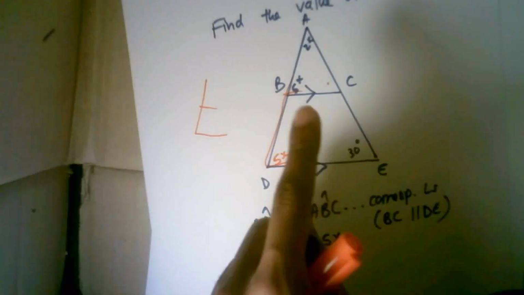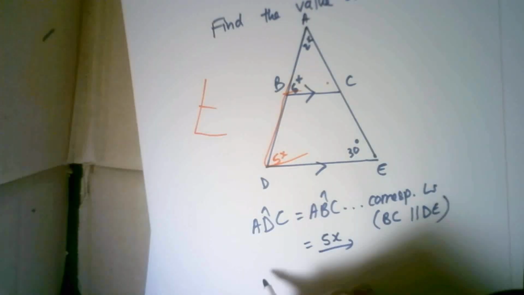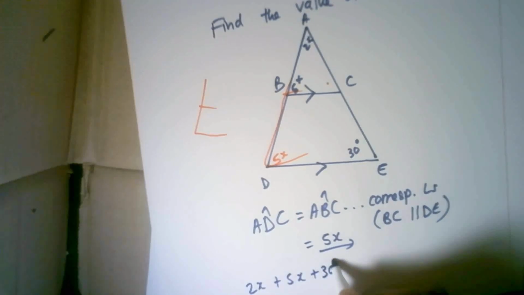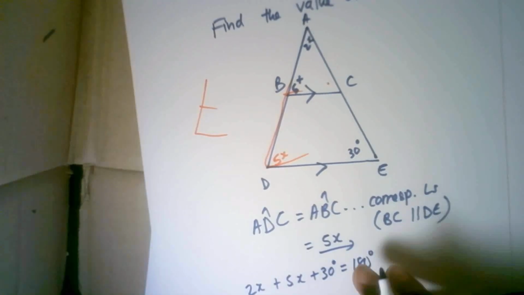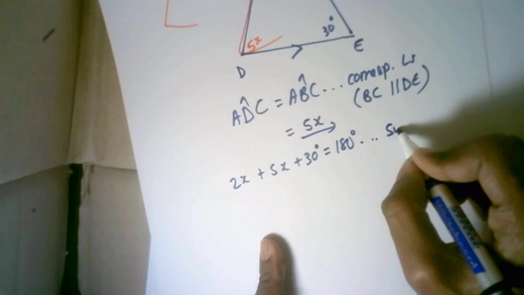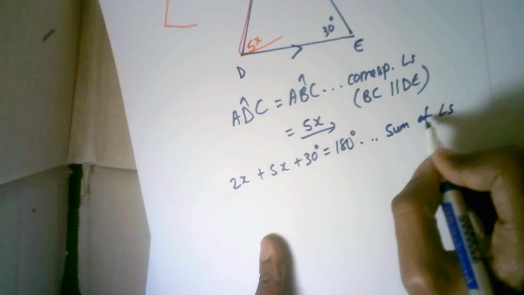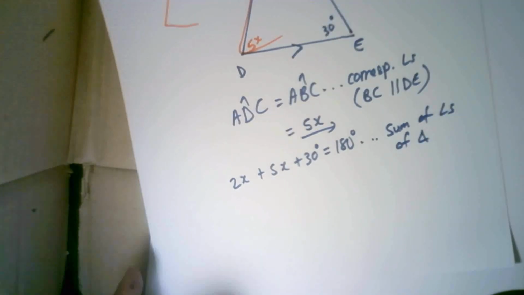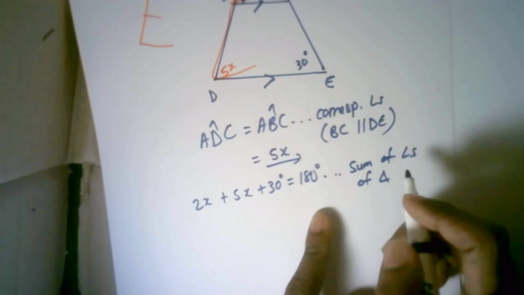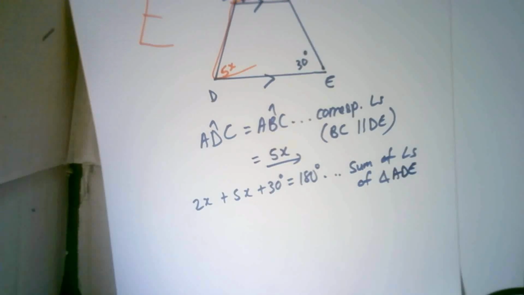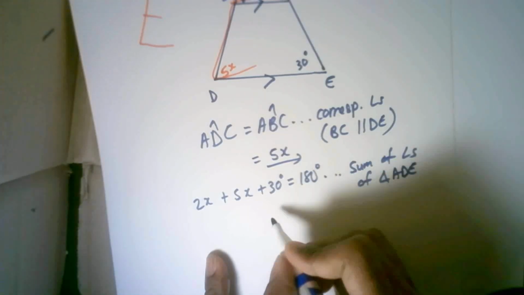Now I can look at the large triangle, triangle ADE. I can say that 2x plus 5x plus 30 degrees is equal to 180 degrees. And the reason for that is sum of angles of a triangle. If you just write sum of angles of triangle, I will understand which triangle you're referring to. But if you want to be fancy, you can say triangle ADE, referring to the large triangle. So sum of angles of triangle ADE. So now we just solve for x.